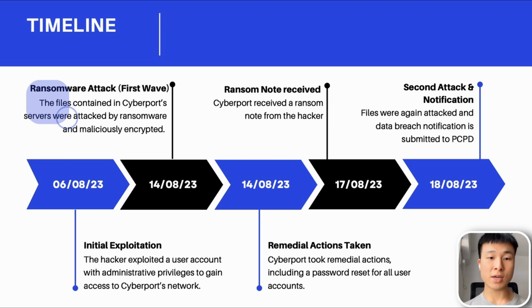Here I've highlighted the entire timeline of the Hong Kong Cyberport data breach incident, where you can see, starting from August 6th, where the initial exploitation happened, and then the first wave of ransomware attack, and then when Cyberport received the ransom note, and then another attack followed up, and Cyberport had no choice but to notify the PCPD, which is the Privacy Commissioner for Personal Data.